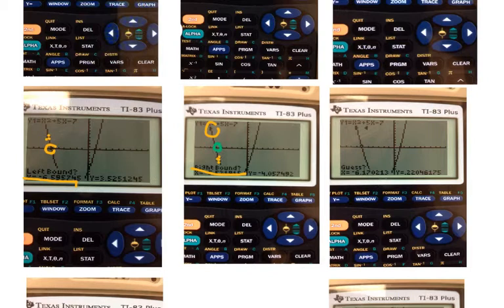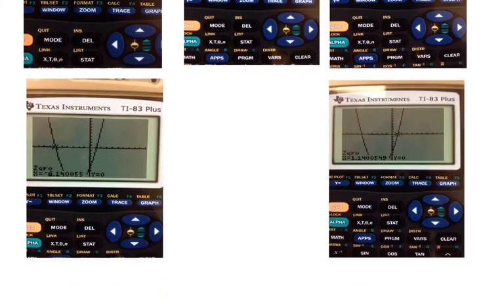And then guess. So I basically marked these 2 points. So I've told it where to look. It's going to look in this area for a 0. And the guess means just pick a point as close as you can. I did it right there. Press enter, and here's what it tells you.